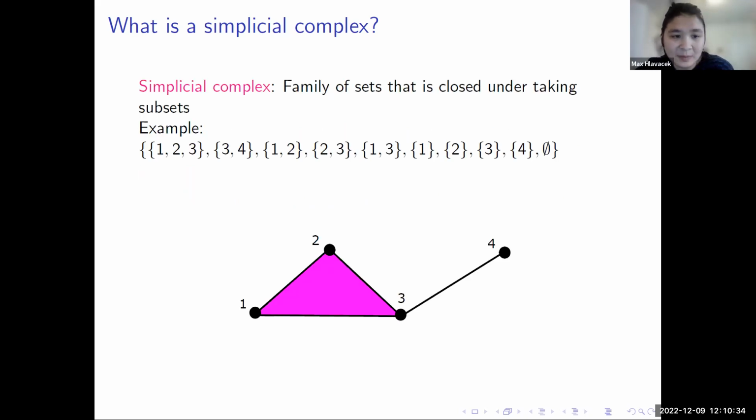For this example, we're drawing a picture so that we have a bunch of simplices, and every set in our list corresponds, if we take the convex hull of each set, to a face of this picture. For example, we start with {1, 2, 3}. Then we have all of the subsets of {1, 2, 3}. Since this is a triangle and thus a simplex, all of the subsets are faces of this triangle. Then we also have {3, 4}, and then the vertex 4. So this is a geometric realization of this simplicial complex.